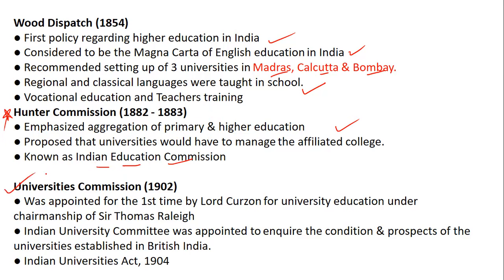Then came the University Commission, which was appointed for the first time by Lord Curzon under the chairmanship of Sir Thomas. Now here, what you have to keep in mind is that the Indian University Commission was appointed to inquire into the condition and prospects of universities established in India. And the University Act 1904 was seen under the University Commission 1902.